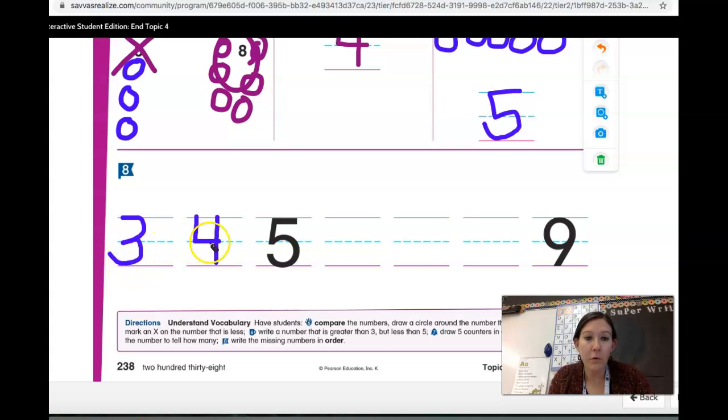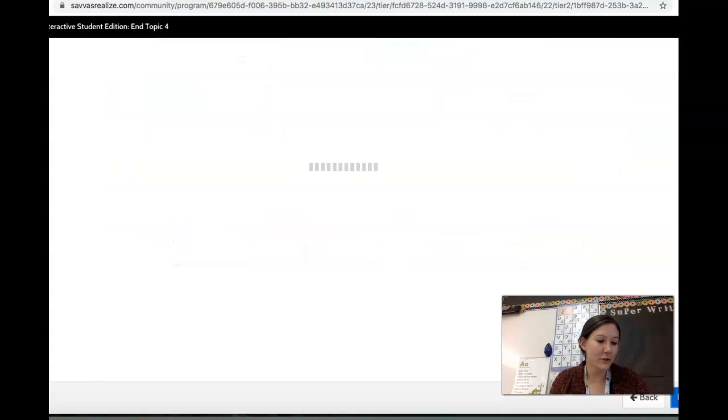Now let's count these in order. 3, 4, 5, 6. Are you writing them? 7. What's the number that goes right here? 7, blank, 9. 3, 4, 5, 6, 7. It's 8. There we go. And then 9. Great job. All right, go ahead and turn your page.